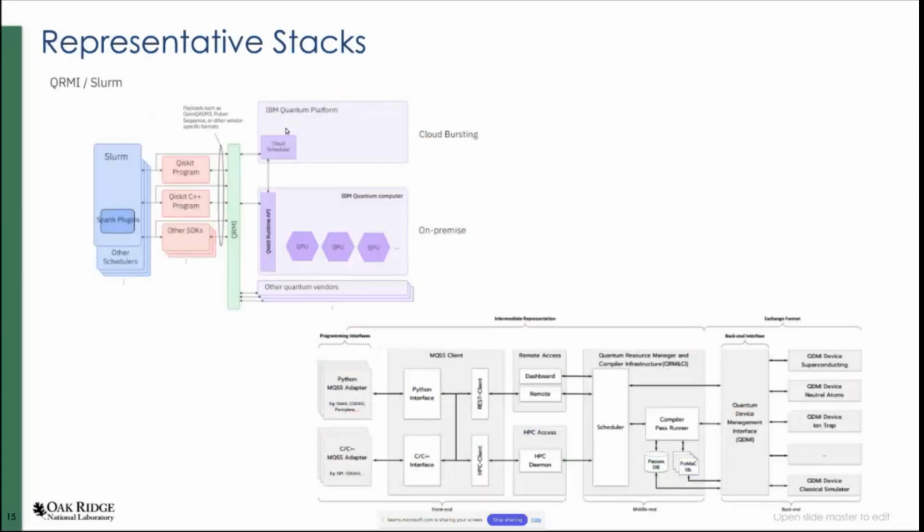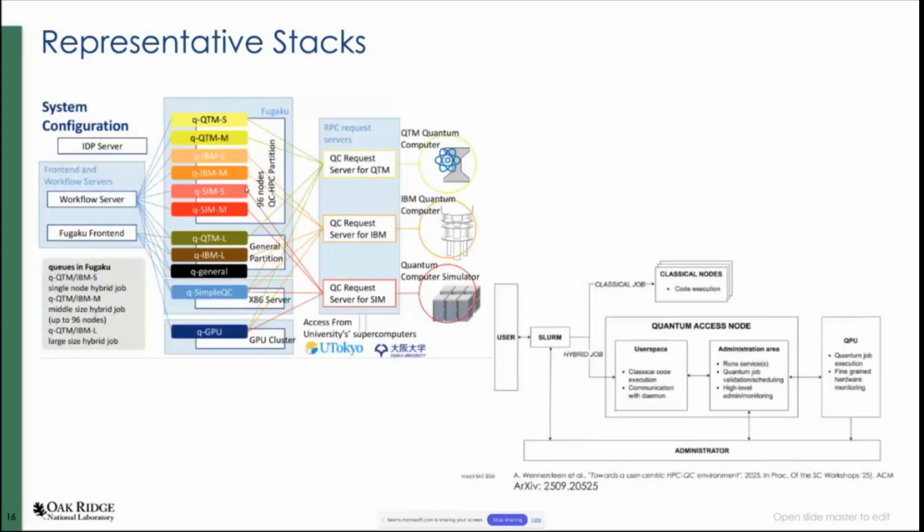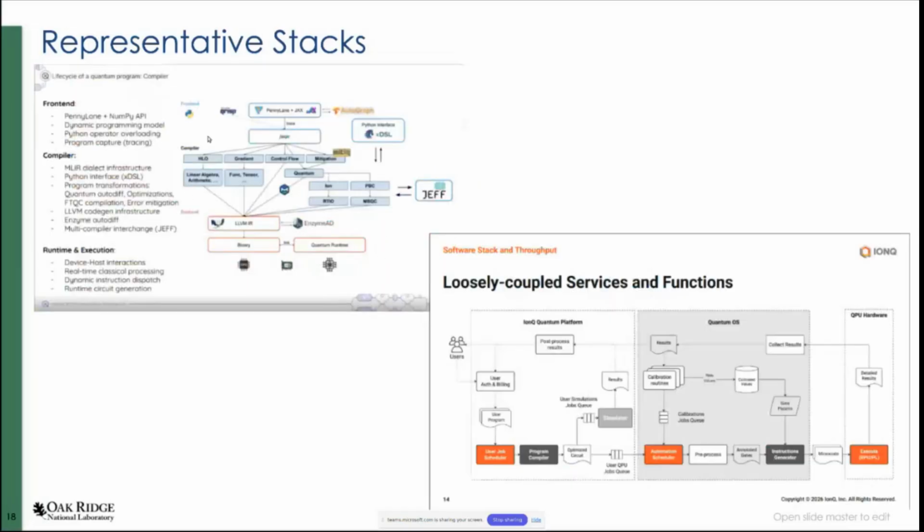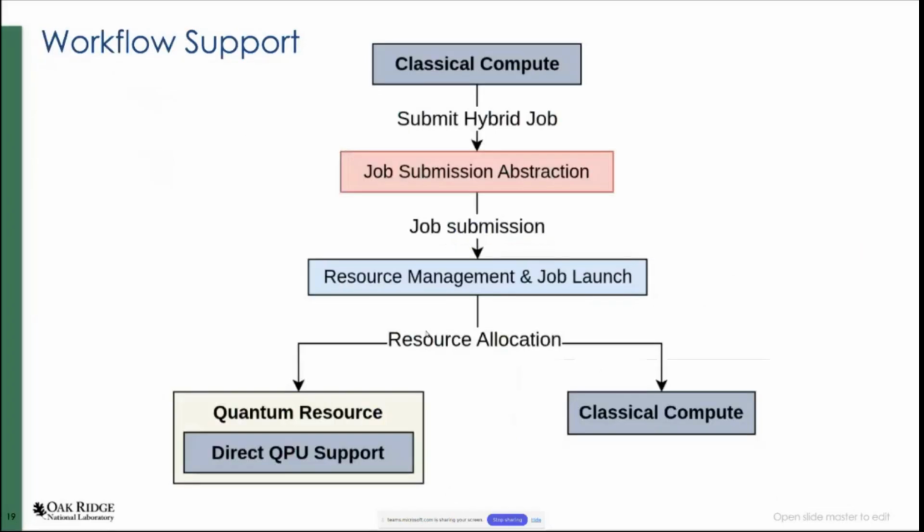So the stacks that we examined in the paper were IBM, MQSS, JHPC from Japan, Pascal, QB, AWS, Xanadu, and IonQ. I ordered them in the order that they were presented in this series. From all those different stacks, examining those stacks, we identified the general workflow.